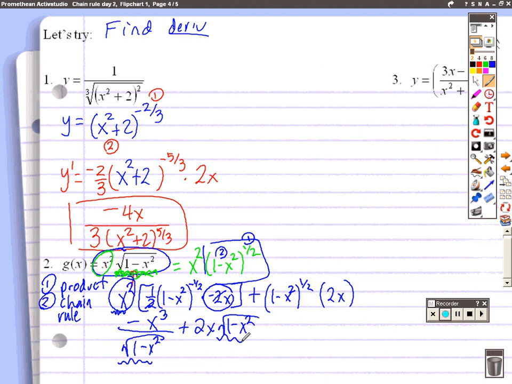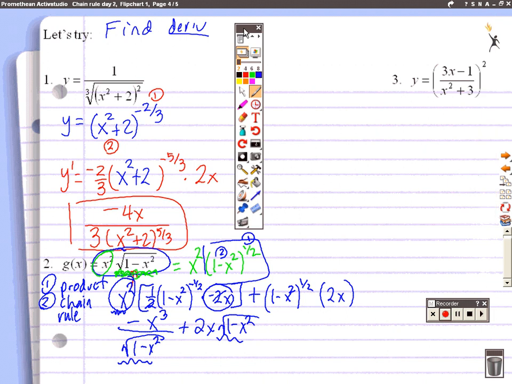Don't be freaked out. Just remember, we were doing the product rule, and while we were doing the product rule, when we found the derivative of the second, we happened to have to apply the chain rule. So again, right tool, right job. And finally, problem number 3. Let's go back to red.